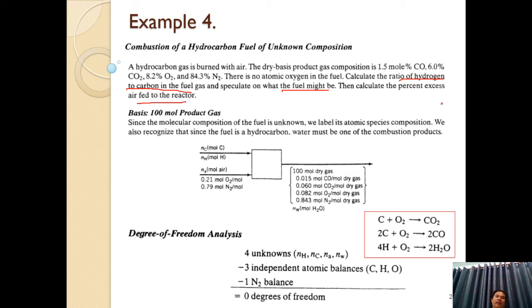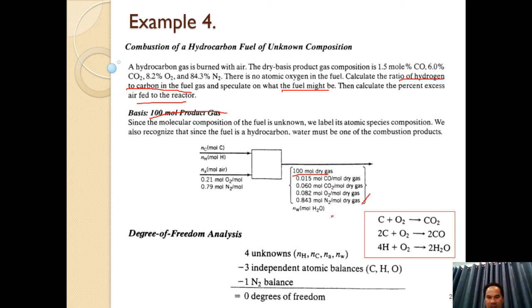For this case, the question is what kind of fuel it is. You don't know the kind of fuel, but you know the composition of the stack gas on a dry basis. So we can base it on 100 mole product gas, because you know the composition of the product. 100 mole is the mole of dry gas. Then you draw the flow chart. The 100 mole dry gas includes 0.015 CO, 0.06 CO2, 0.08 O2, and 0.843 nitrogen. This is the fraction of the product.